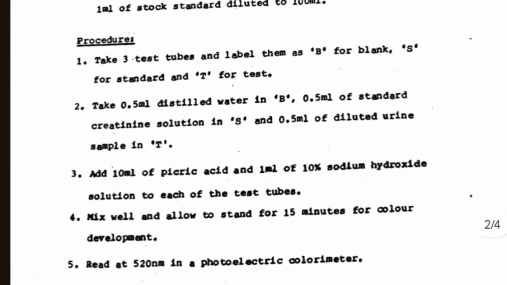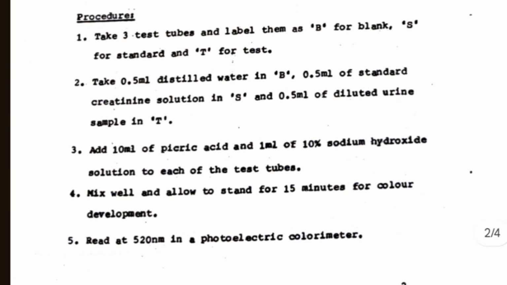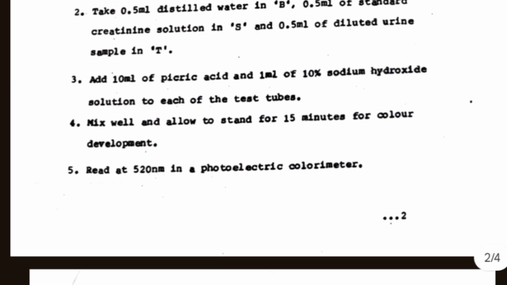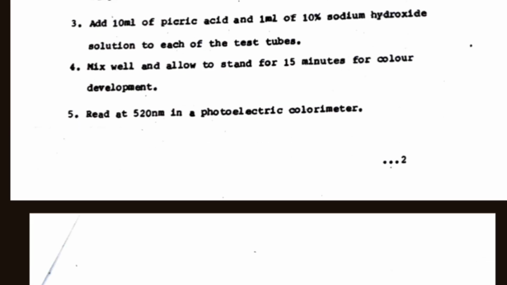In the procedure, you take 3 test tubes, labeled B, S and T for the blank, standard and test. You take 0.5 ml distilled water in blank, 0.5 ml of standard creatinine solution in standard, and 0.5 ml of diluted urine sample in test. 10 ml of picric acid and 1 ml of 10% sodium hydroxide solution is added to all of the test tubes, then mix well and allow to stand for 15 minutes. So you'll leave it for 15 minutes. By that time the color will be developed, and then you'll put it in the colorimeter.